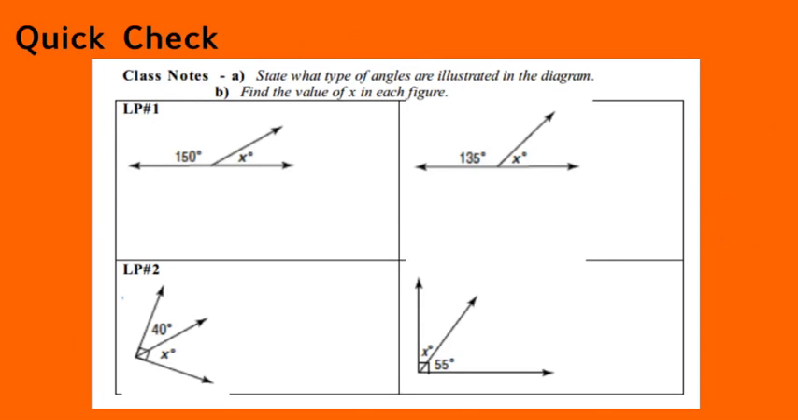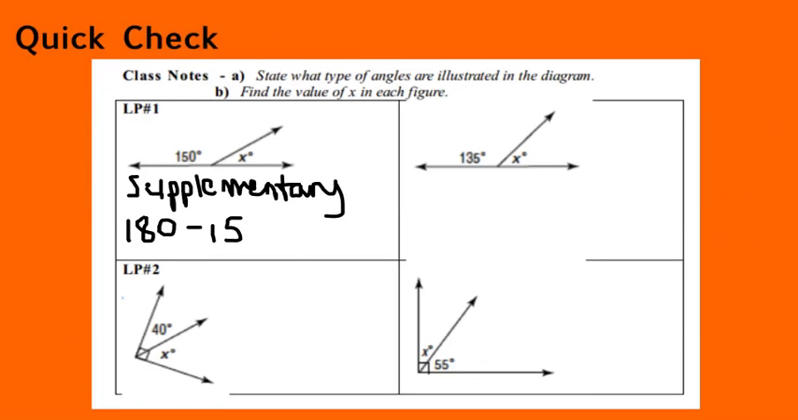So the first one, we'll go ahead and take a look at. You can see it is a straight line. So I'm going to go ahead and put in there that they are supplementary. Now, to find the measure of x, we're going to take 180, subtract 150. X would just be 30 degrees.